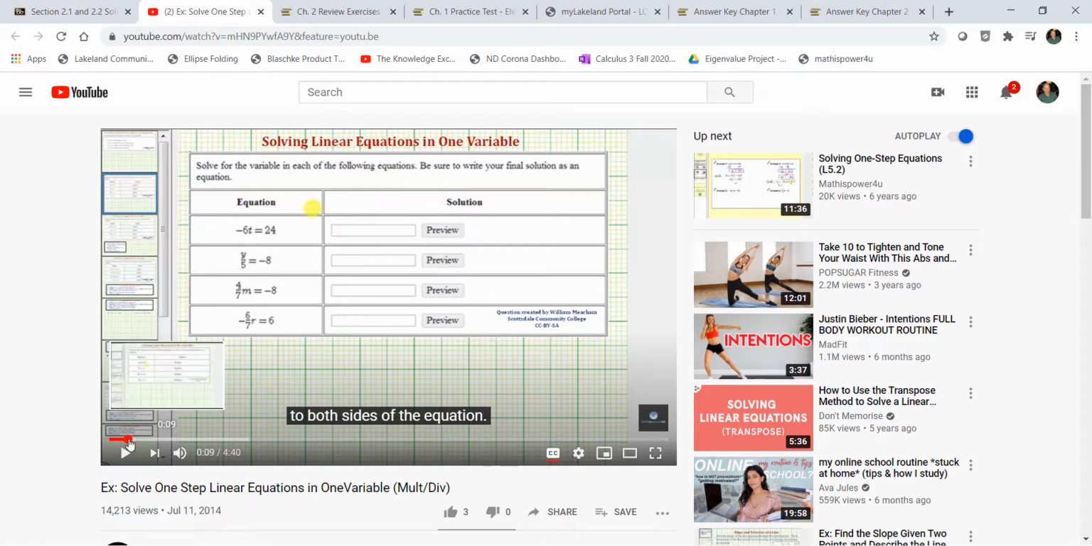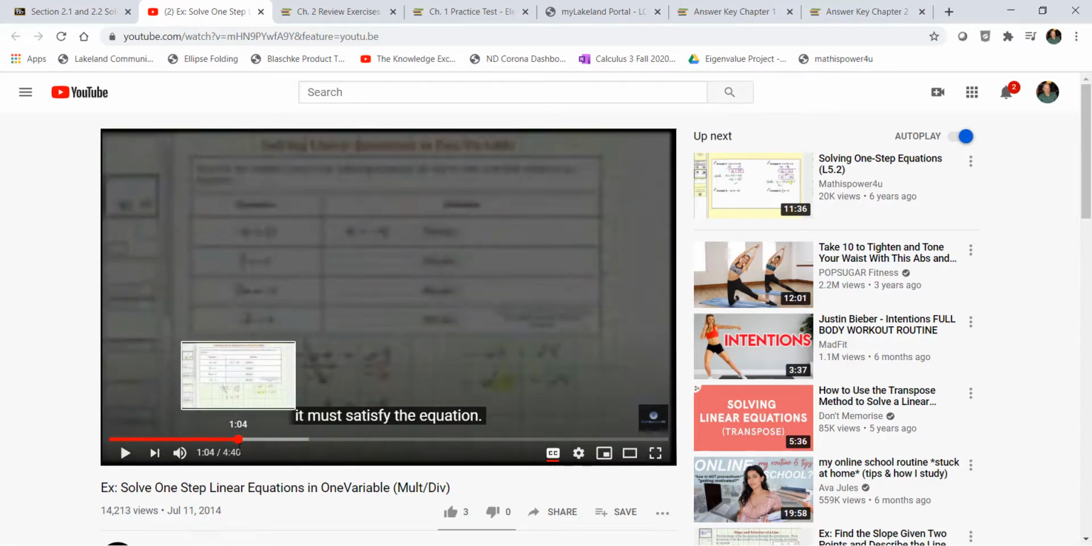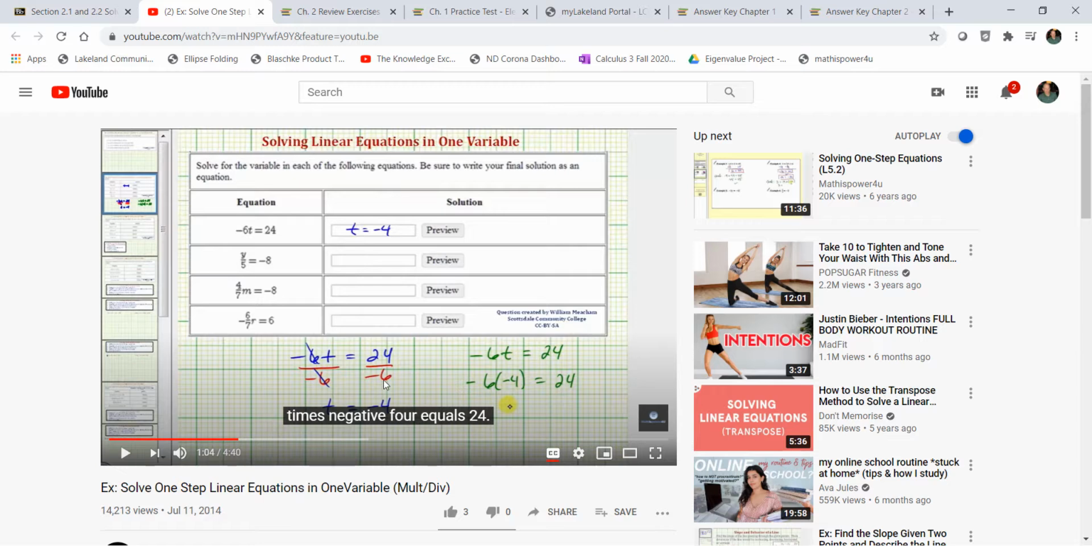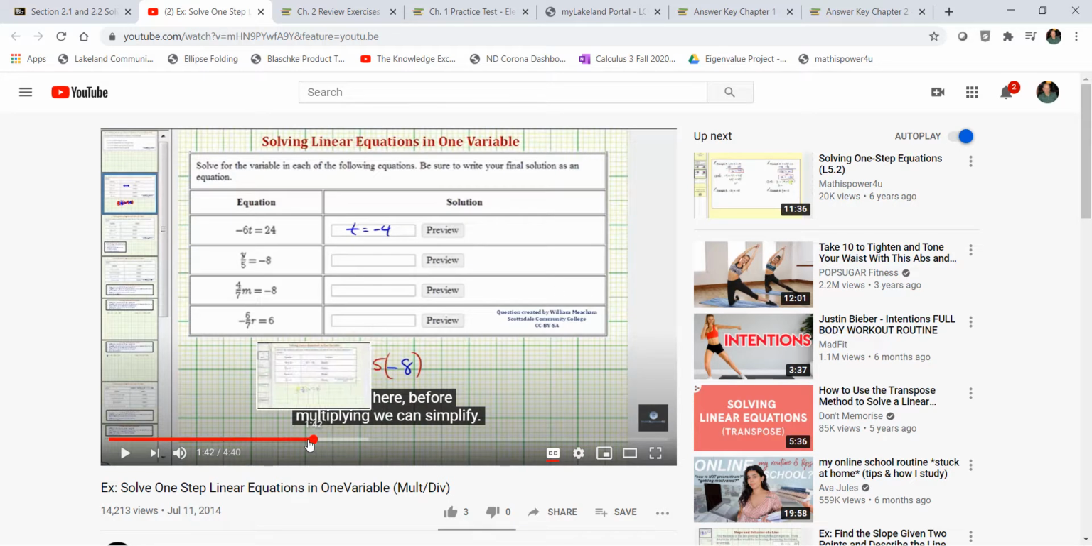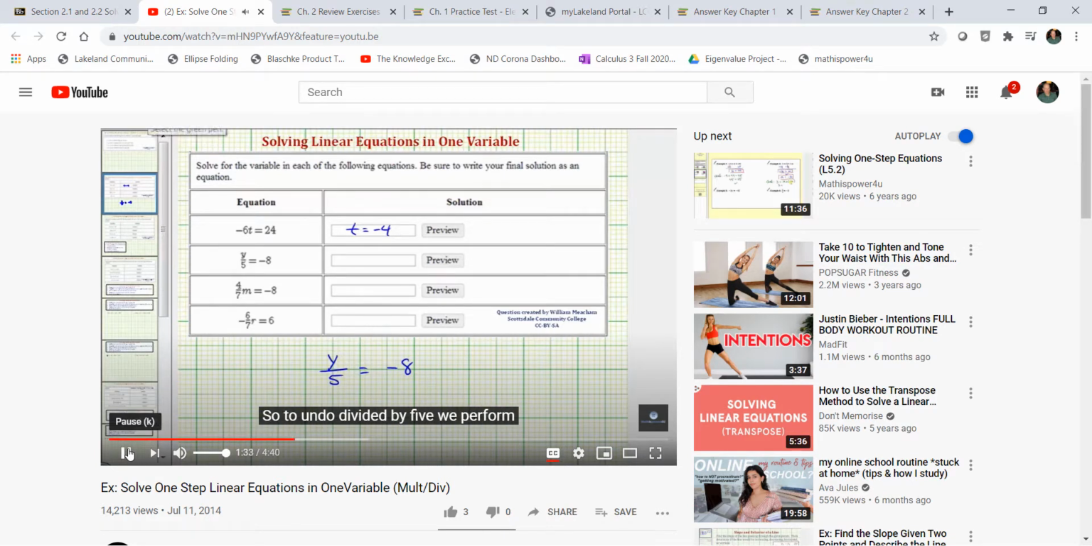And so, pause and use fast forward until you get, yeah, he's still working on the first equation. Let's move ahead until now he's working on the second equation. So maybe here I need a little more help. So I'll back up and hit play. You could save yourself a lot. So to undo divided by 5, we perform the opposite operation. So we'll multiply both sides of the equation by 5.